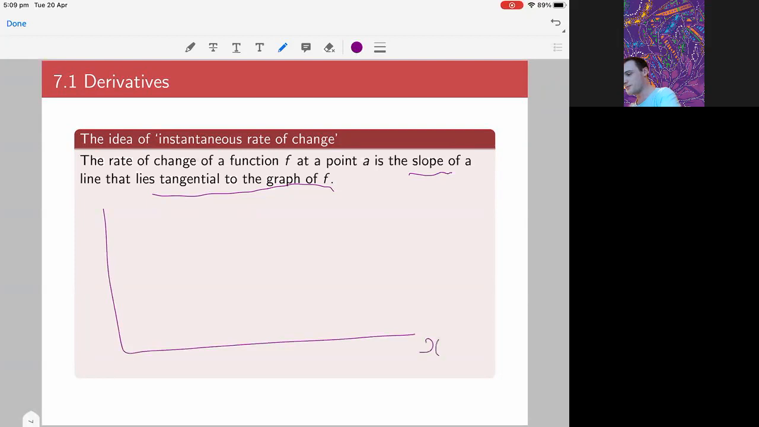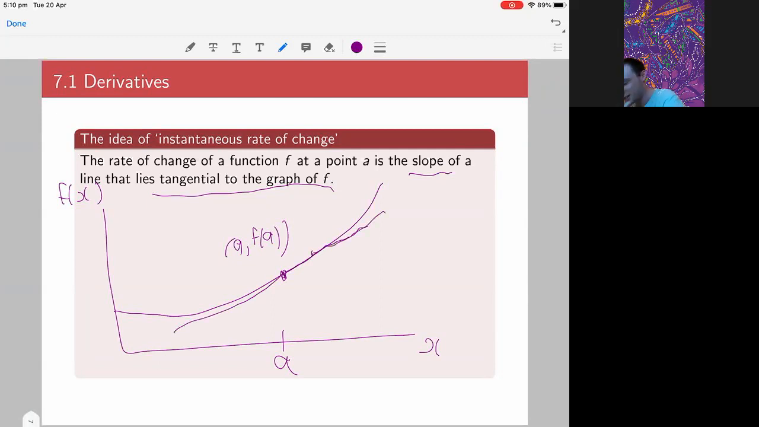So for example, if we've got a function and we're graphing that function, and we pick a particular point A on that graph, then the instantaneous rate of change is the slope of a line that lies exactly tangent to this particular curve here. I know the curve I've just drawn isn't very smooth, but hopefully you get the idea. So the line itself is not the derivative. Instead, it's the slope of this line that is the derivative. Well, okay, fine. But how do we actually go about finding the slope of that line?